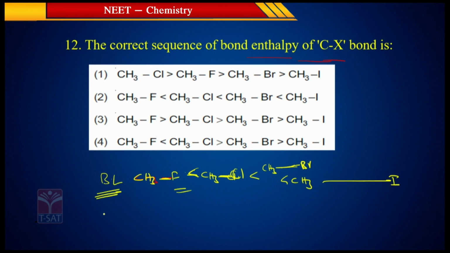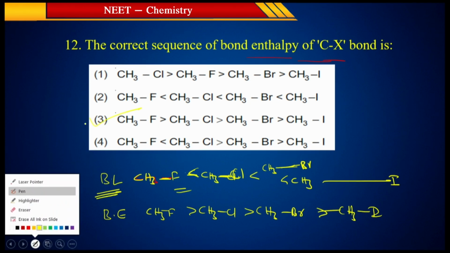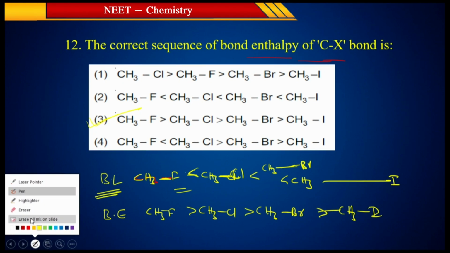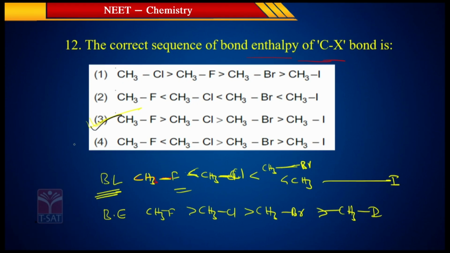But bond enthalpy is opposite. Bond energy. The correct sequence of bond energy: CH3F has more bond energy than CH3Cl, than CH3Br, than CH3I. So the correct answer is the third option. CH3F has more bond energy, less bond length.